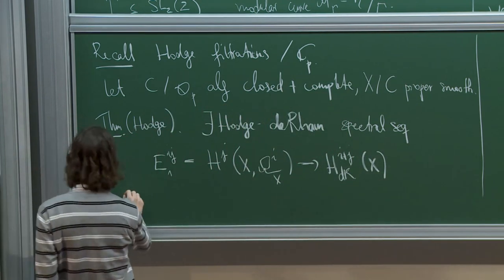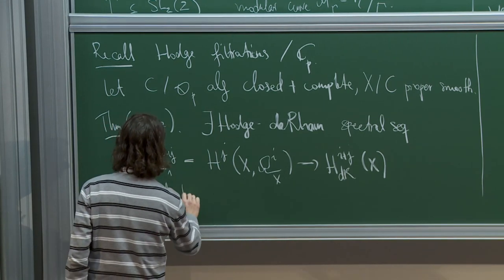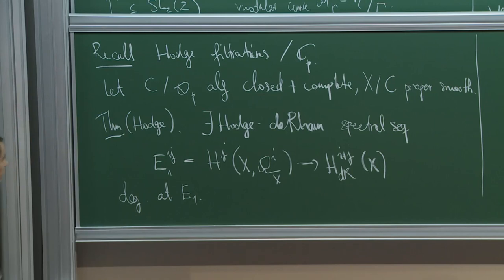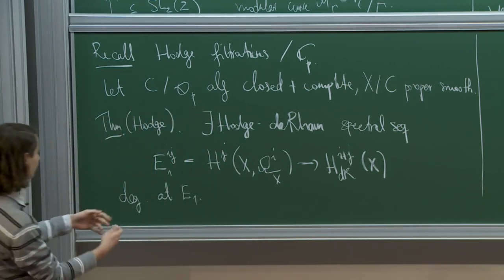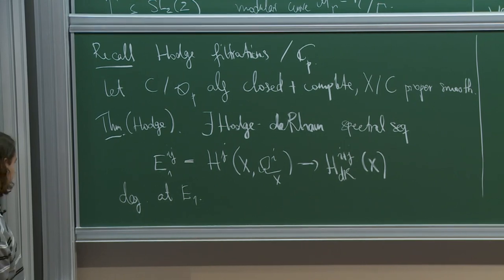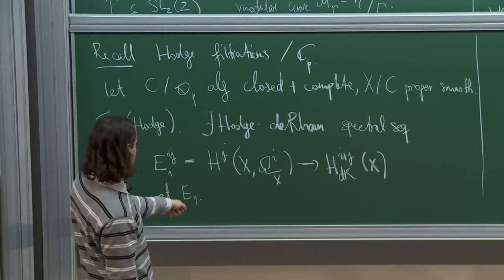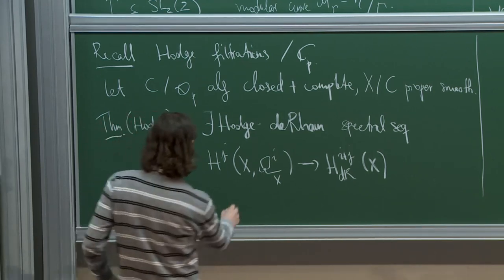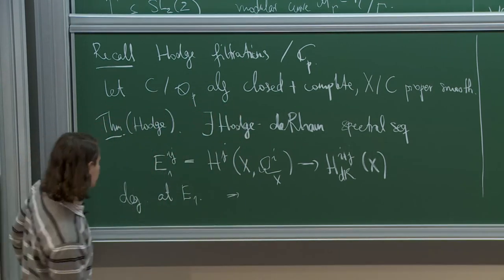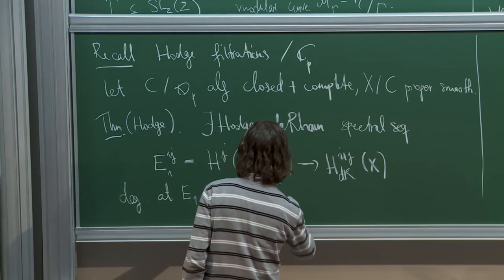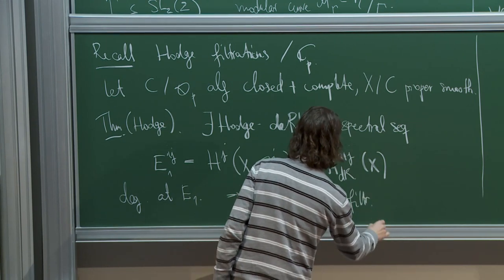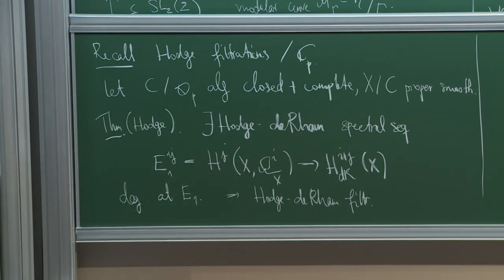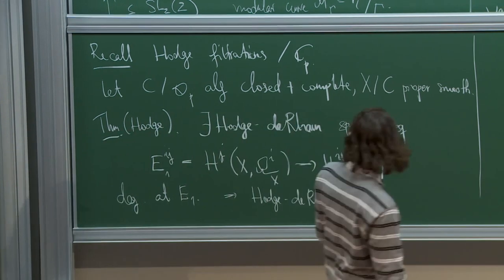And so the theorem is that this degenerates at the first page already. Of course this is proved by the Lefschetz principle, choosing an isomorphism between C and the complex numbers and then using complex analysis there. So this degenerates at E1, and thus we get a Hodge-de Rham filtration on the de Rham cohomology, whose successive quotients are Hodge cohomology.